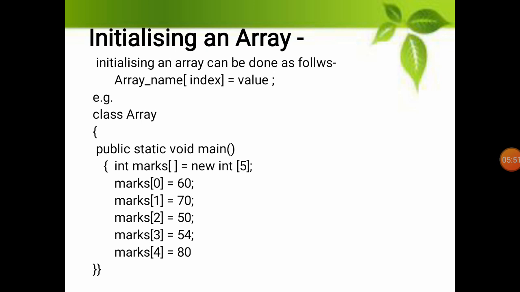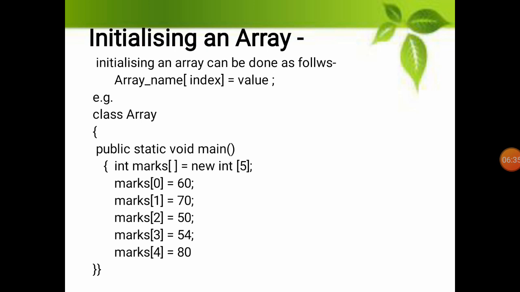So for example, I have taken a class Array, and within this we have written the public static void main method. Then I have declared an array, int marks is equal to new int[5]. It means we have declared array marks which has 5 elements, and we are trying to initialize each element of the array: marks[0] is equal to 60, marks[1] is equal to 70, marks[2] is equal to 50, marks[3] is equal to 54 and marks[4] is equal to 80. In this way we initialize all the elements of array variable marks.